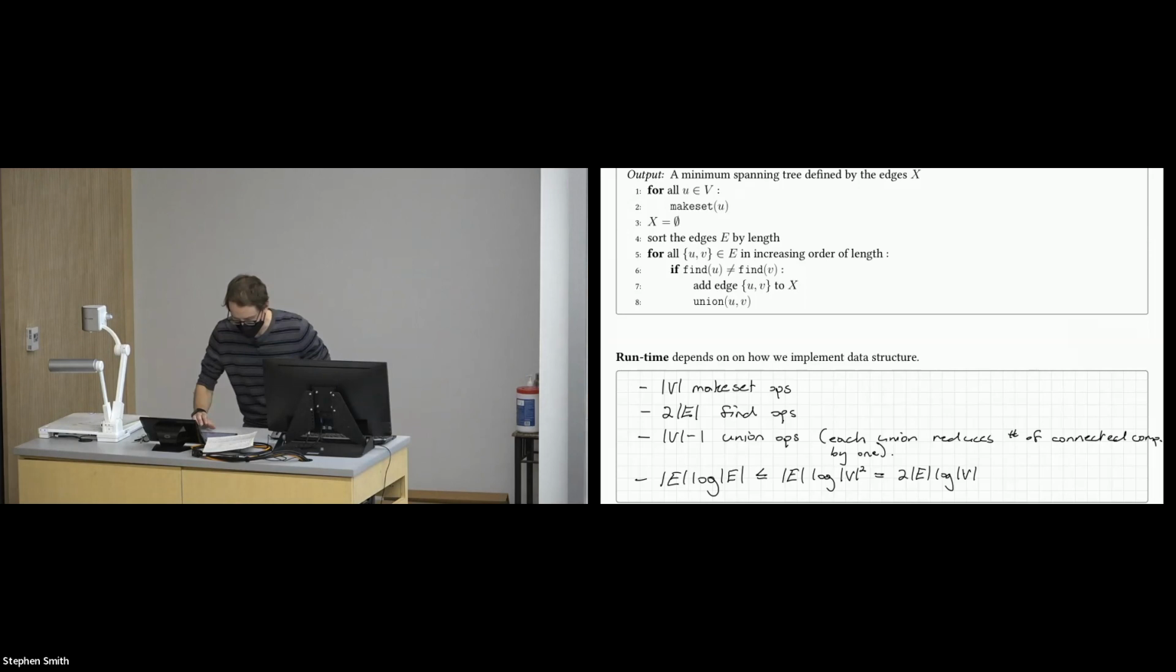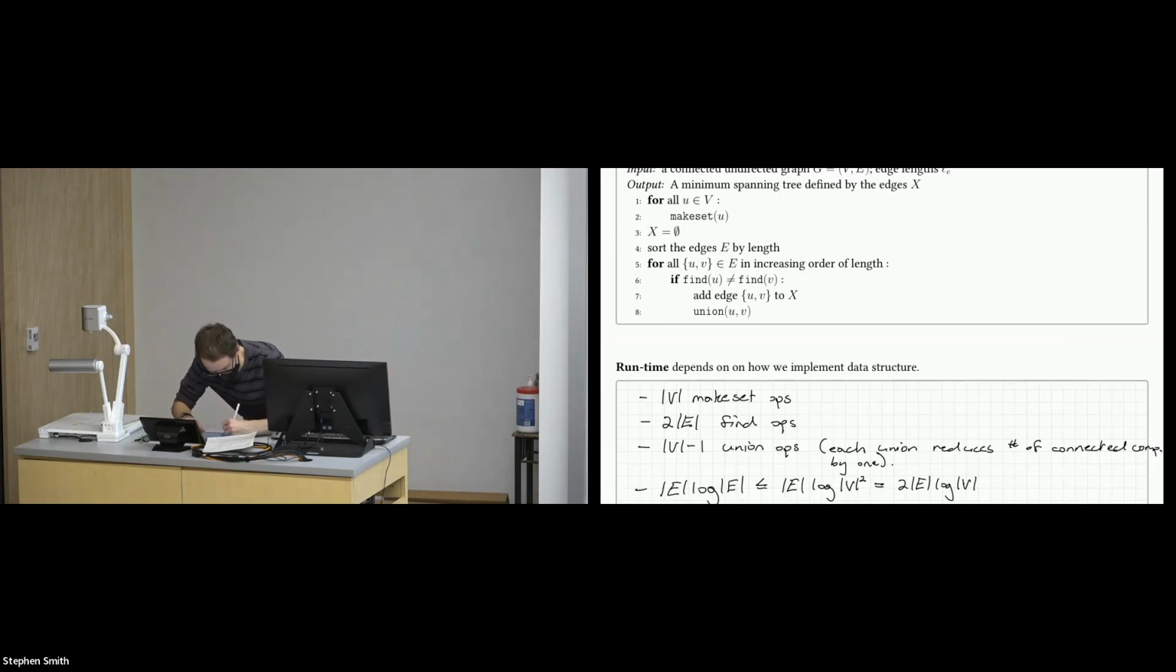Sorting, line 4. Yeah, I should have written it though. That's probably what you're more commenting on. So sorting edges is E log E, which is E log V.